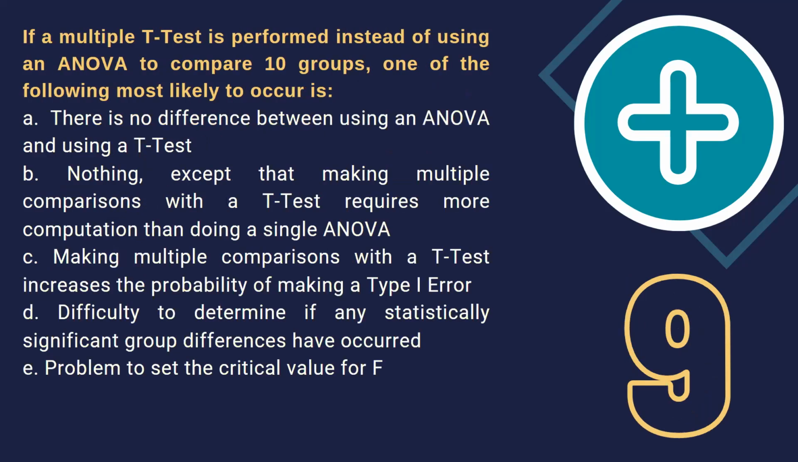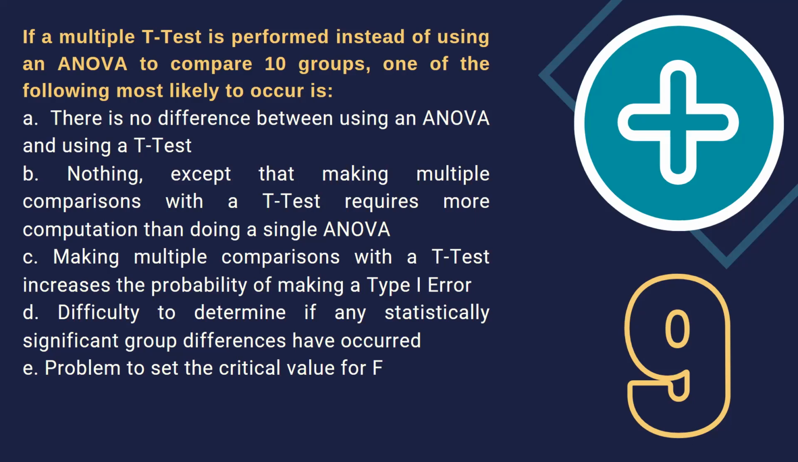If multiple t-tests are performed instead of using an ANOVA to compare 10 groups, which of the following is most likely to occur? A, there is no difference between using an ANOVA and using a t-test. B, nothing except that making multiple comparisons with a t-test requires more computation than doing a single ANOVA. C, making multiple comparisons with a t-test increases the probability of making a type 1 error. D, difficulty to determine if any statistically significant group differences have occurred. And E, problem to set the critical value for F.